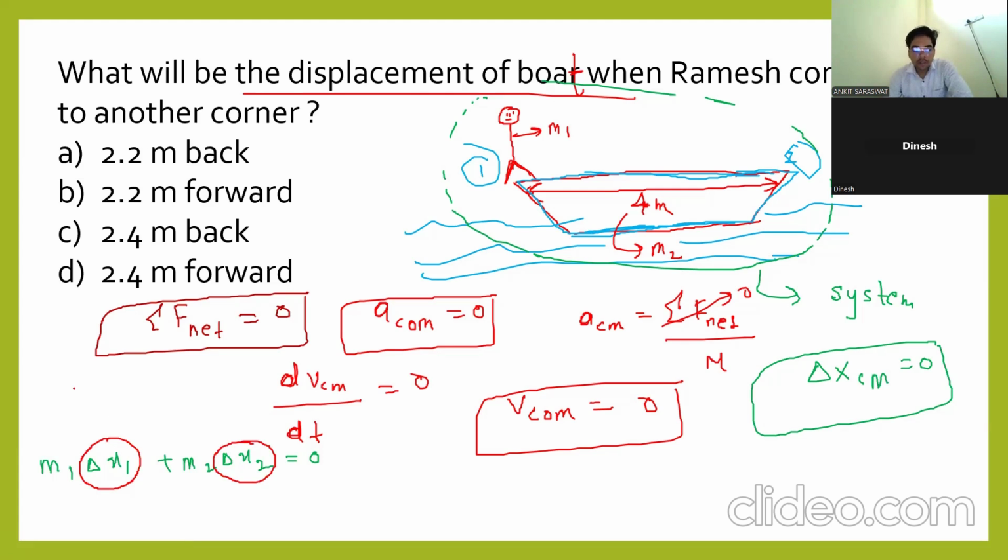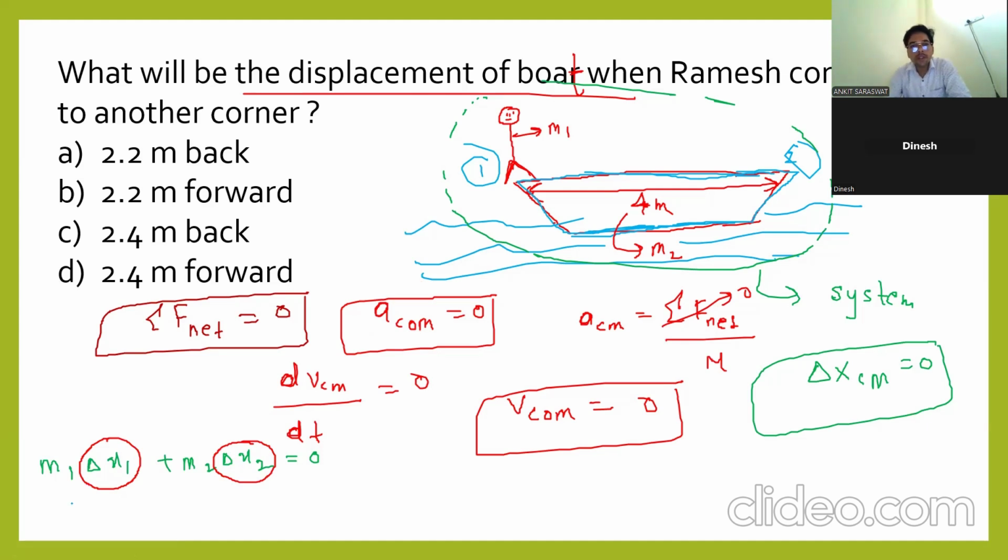Now the boat is on the river, on the ground. If the boat moves x distance back, the displacement of the boat is x meter in the negative direction, backward. We want our VCOM to be 0. VCOM is 0 only possible when the person is moving in the forward direction and the boat is going in the backward direction. Then only VCOM is 0.